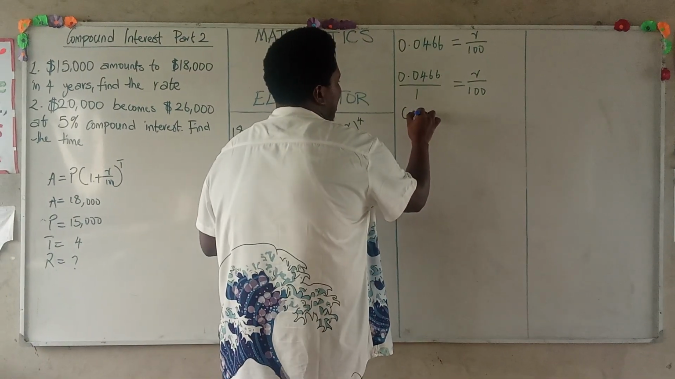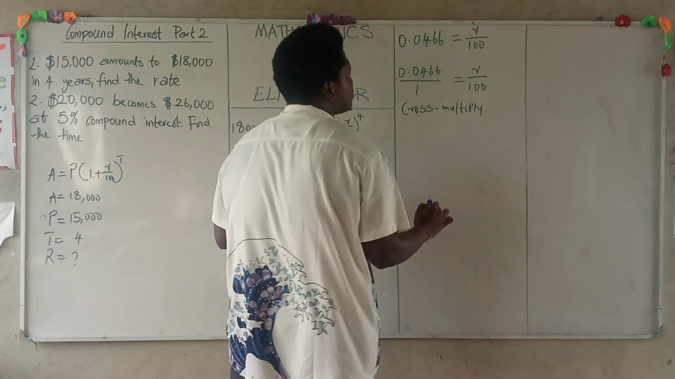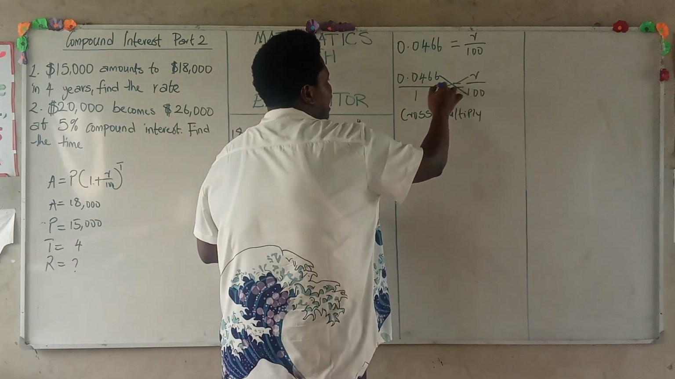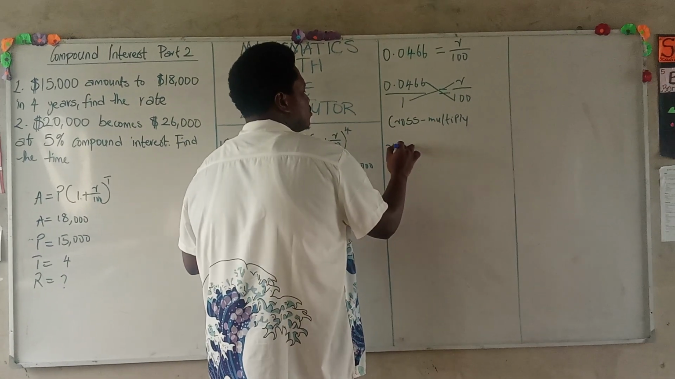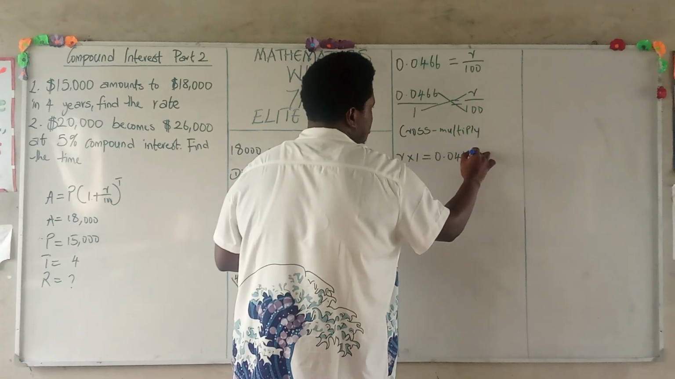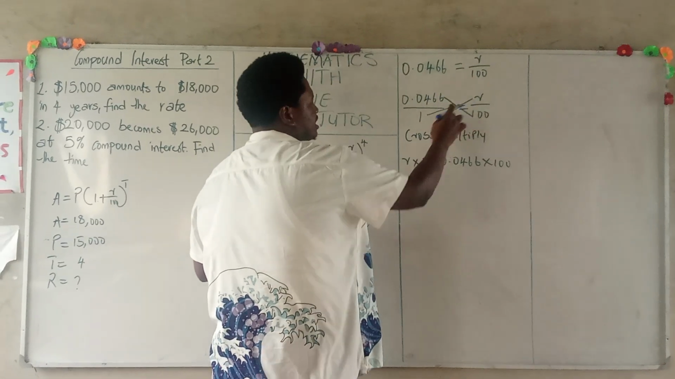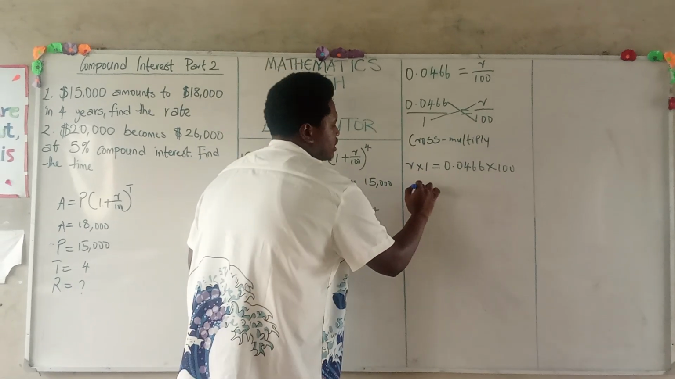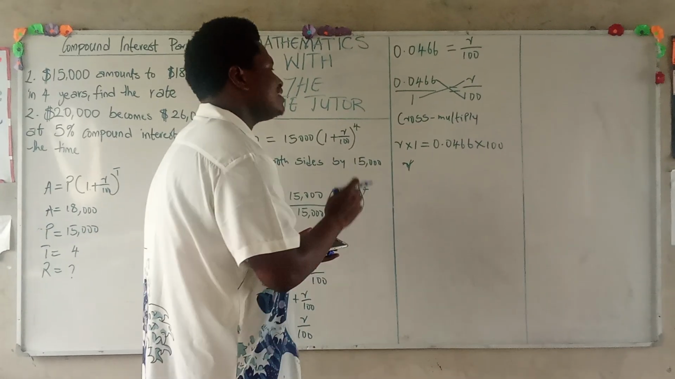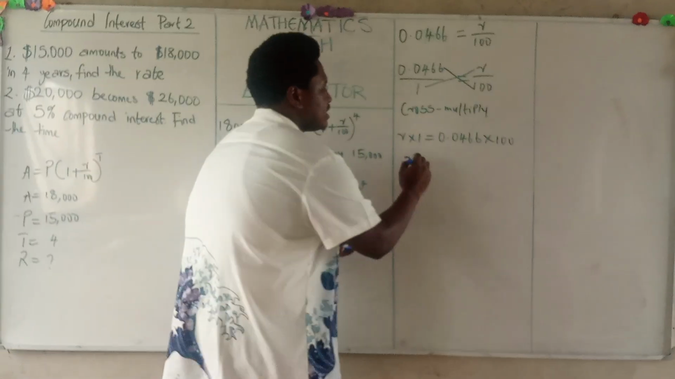So when we cross multiply, we have that 0.0466 times 100 and r times 1. So we're going to have r times 1 is equal to 0.0466 times 100. R times 1 will still give us r, which is the same thing as 1r because the coefficient of r is 1. And 0.0466 times 100, that's going to give us 4.66.